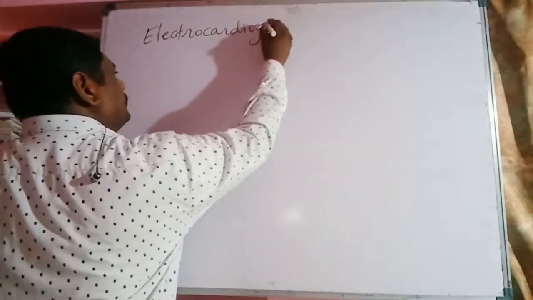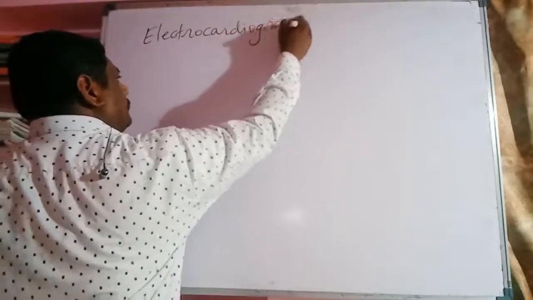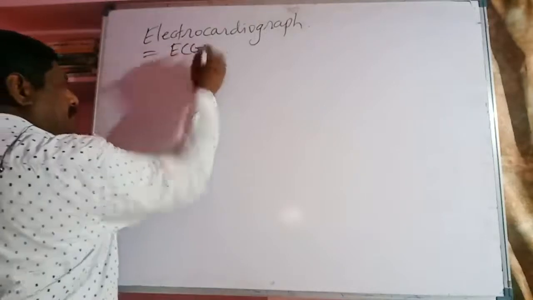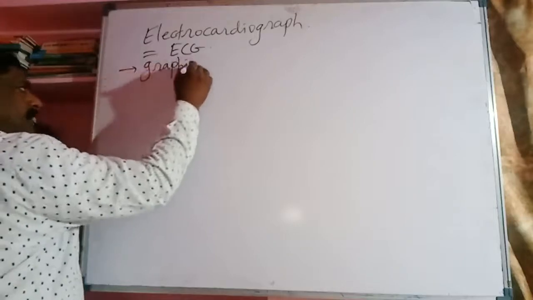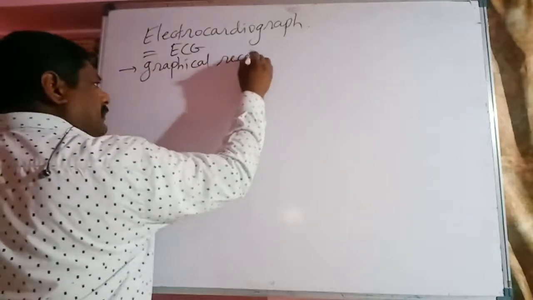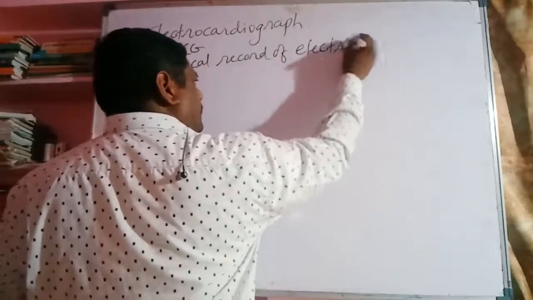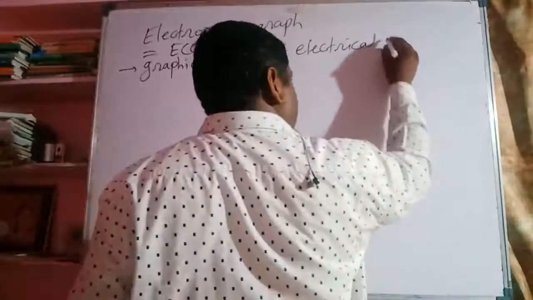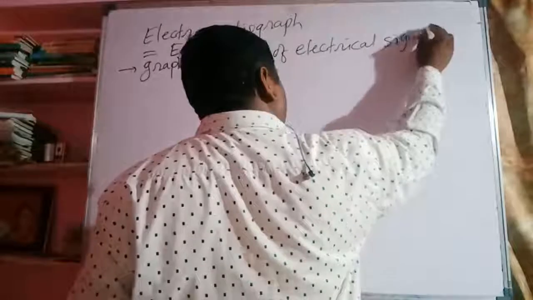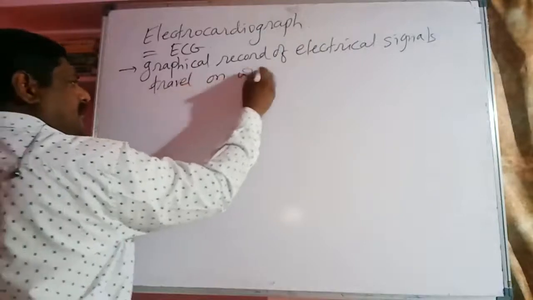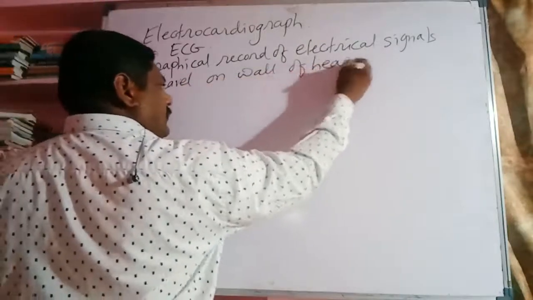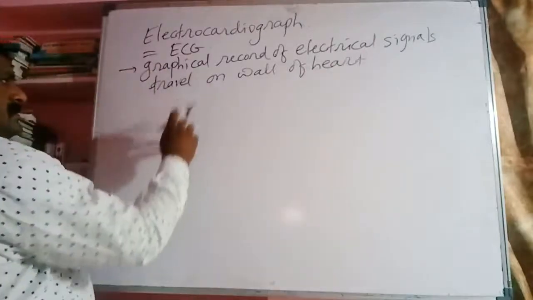Cardiogram, popularly called ECG. It is a graphical record of electrical signal waves that travel on the wall of the heart during its contraction and relaxation.